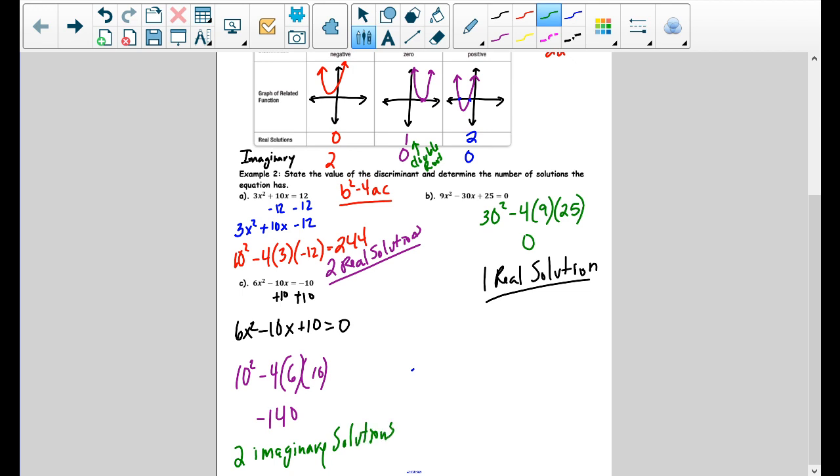If it's 2 imaginary solutions, how many real solutions? 0 real solutions. Alright? So be careful on a multiple choice question. They may say, how many real solutions are there? Well, there's 2 imaginary, which means there's 0 real.